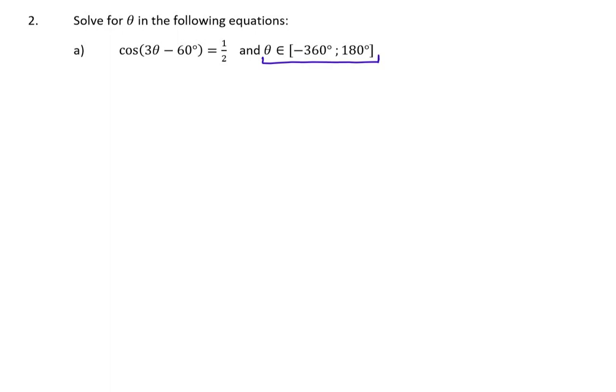So first step, isolate my trig ratio. That's been done for me. Second step is use shift cos. Now when I shift cos a half, I get 60 degrees. So 3 theta minus 60 could equal 60. So now I've added my plus k360. My next step is make sure that you generate both solutions, so not just one.